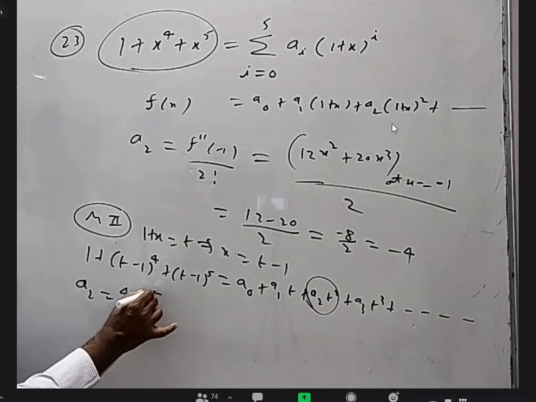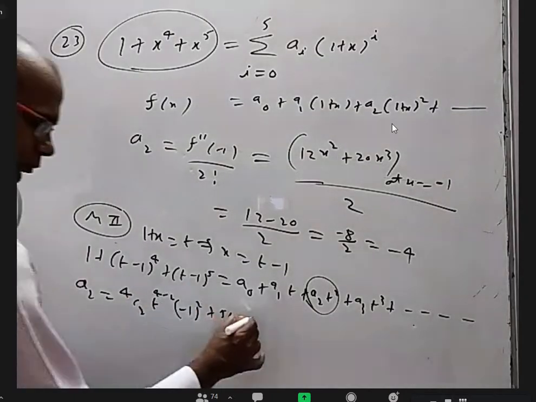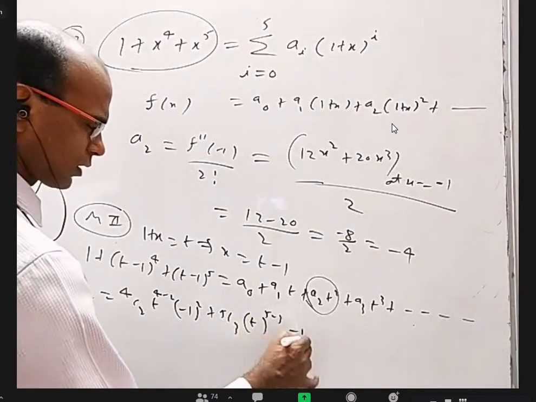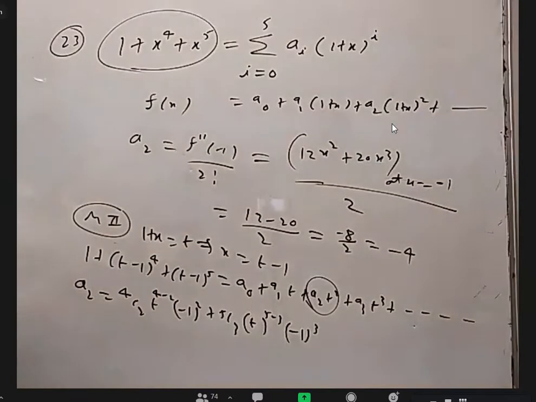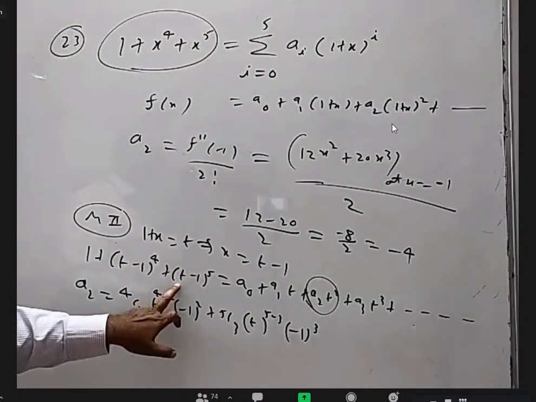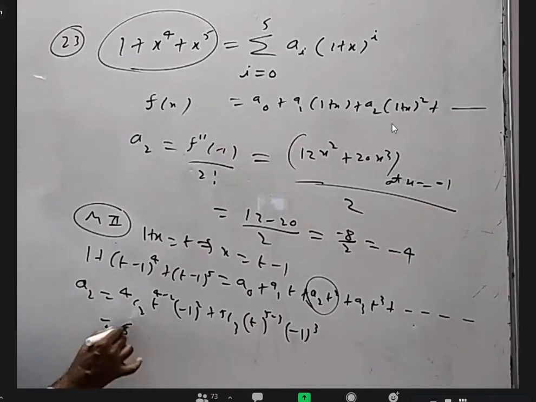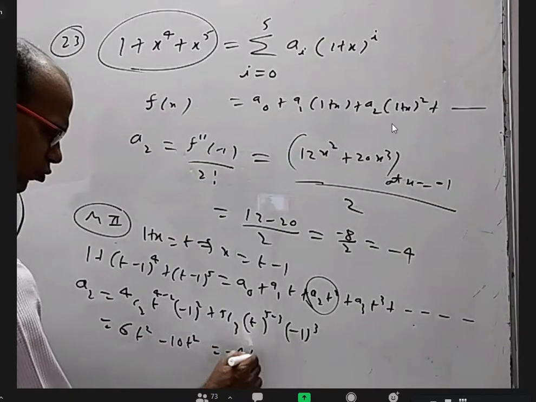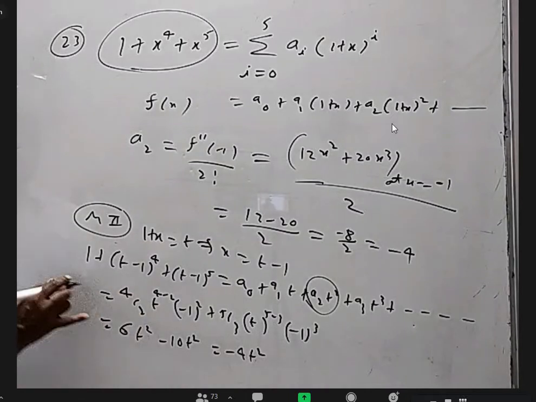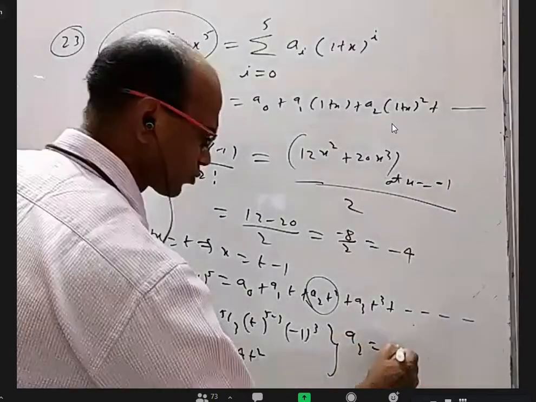4c2 into t power 4 minus 2 into minus 1 whole square. Here 5c3 t whole power 5 minus 3 minus 1 whole cube. So if you want t square here, it should be cube here. If you want square here, it should be square here, based on that. So this will be 6t square. This will be minus 10t square, which is minus 4t square. So a2 into t square is this. So a2 is equal to minus 4.